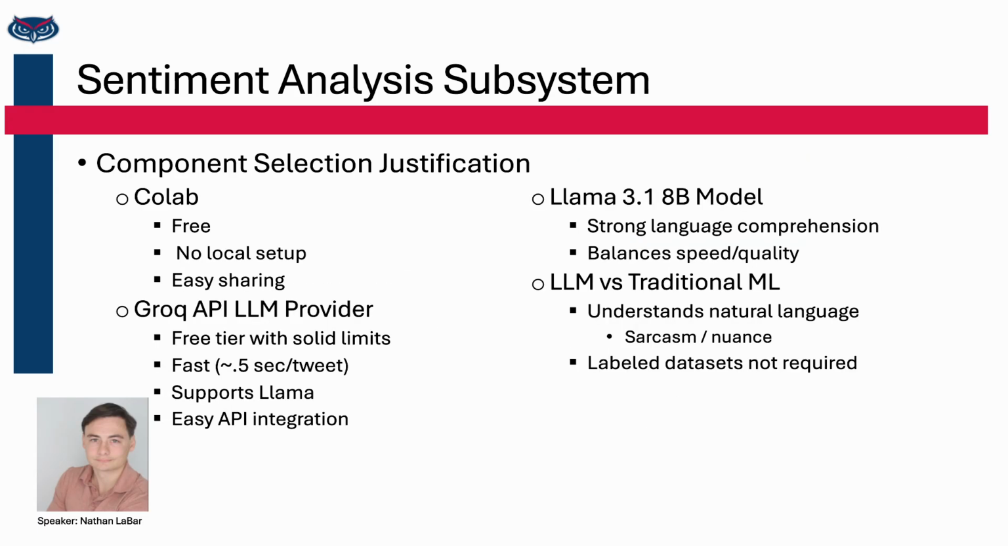For this subsystem, we carefully selected each component. Google Colab gives us a lightweight environment with no installation needed and was great for prototyping. Grok's API provides fast inference and a free tier. Llama 3.1 8B had a good balance of speed and language understanding.